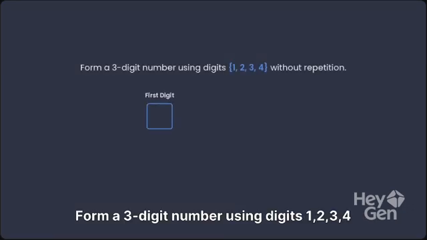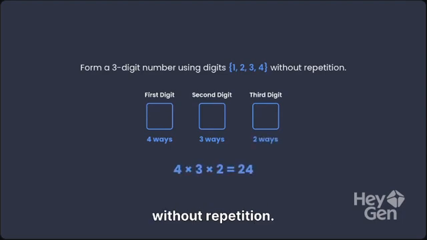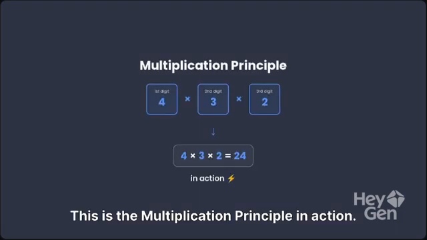Form a 3-digit number using digits 1, 2, 3, 4 without repetition. Step 1, first digit 4 ways. Step 2, second digit 3 ways. Step 3, third digit 2 ways. This is the multiplication principle in action.